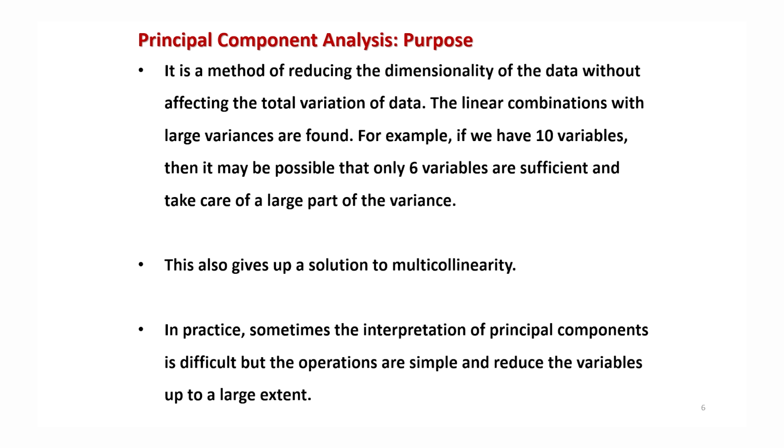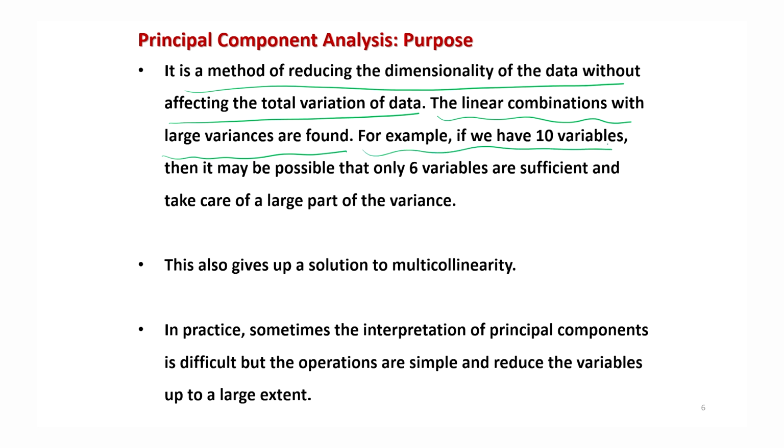Right. So what is the basic purpose of principal component analysis? It is a method of reducing the dimensionality of the data without affecting the total variation of the data. The linear combinations with large variances are found. For example, if you have 10 variables, it may be possible that only 6 variables out of 10 are sufficient and take care of a large part of the variance. So why should I consider all the 10 variables?